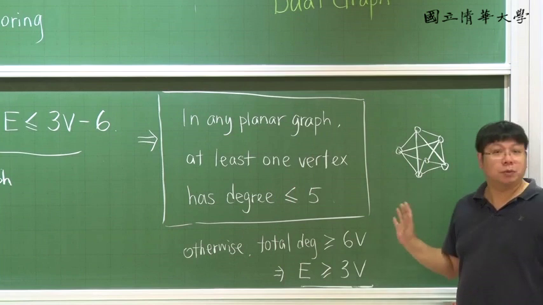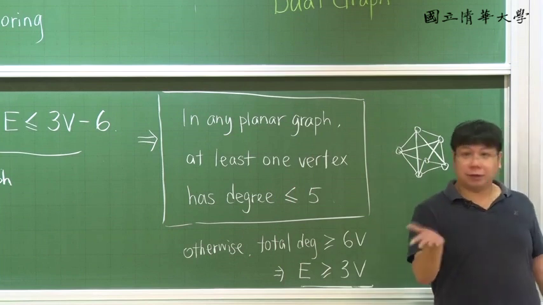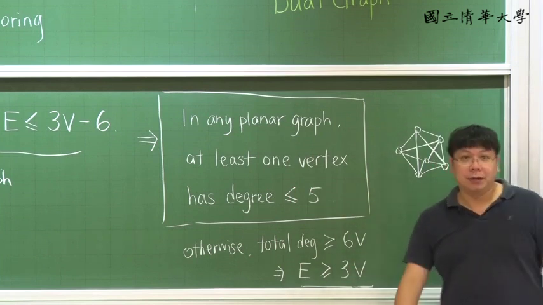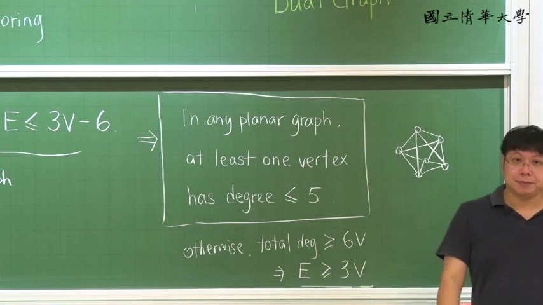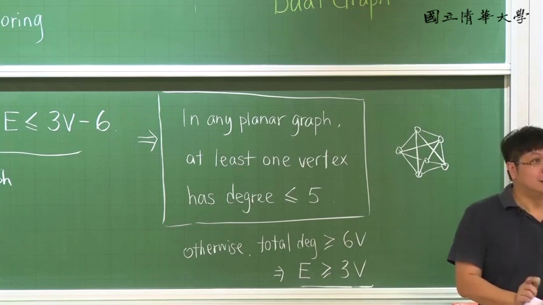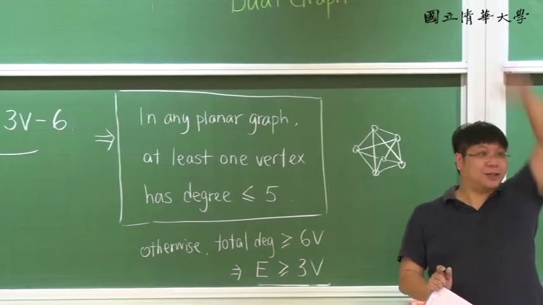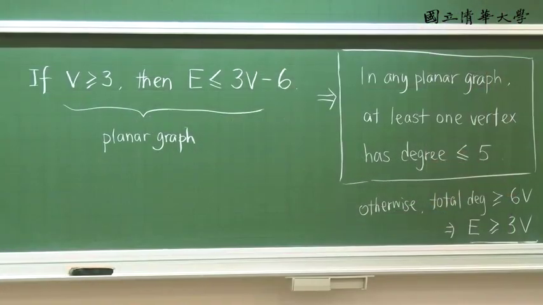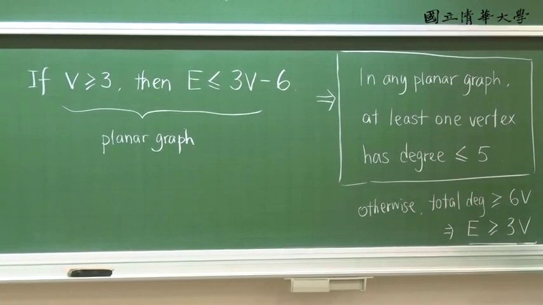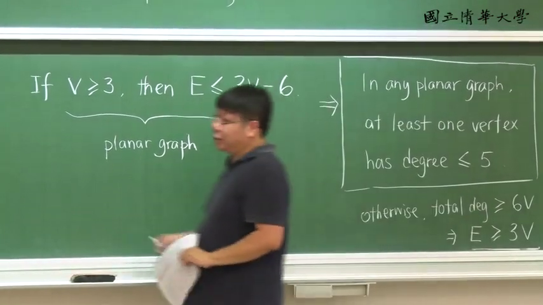Okay, so we start with this to prove the 5-color theorem. That's why we have a 5-color theorem, because of this 5. Is that okay? If you're okay with this, could you please raise your hand? Okay. And now, what do we do?